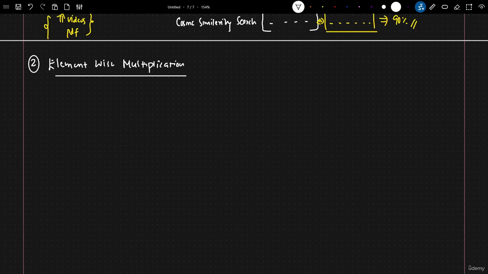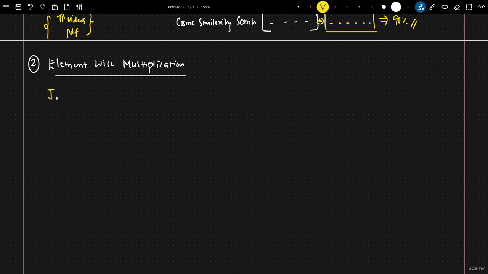Hello guys, so we are going to continue discussion with respect to multiplication of vectors. The second type that we are going to discuss about is something called element-wise multiplication. Now, why this kind of multiplication technique and what is the application of this? We will be completely discussing about it.